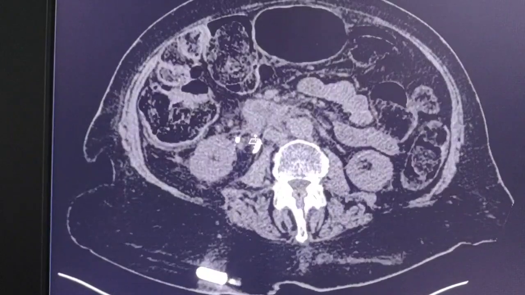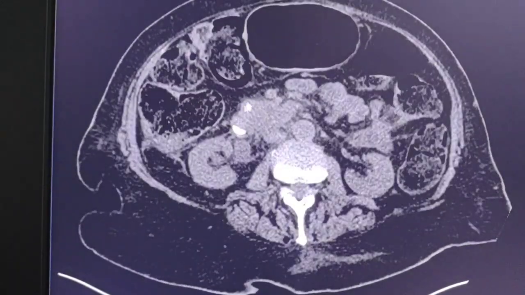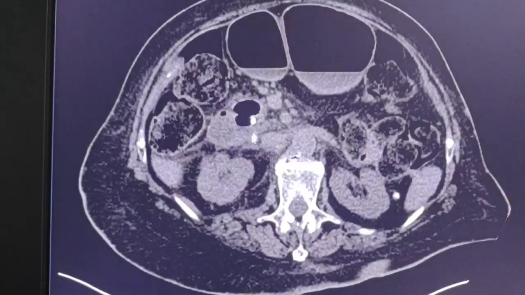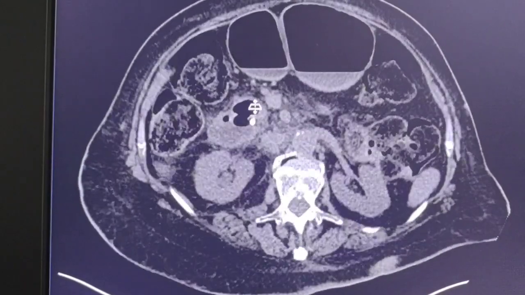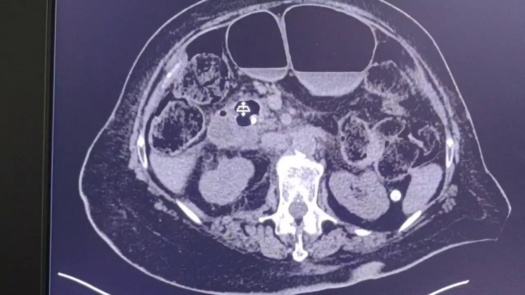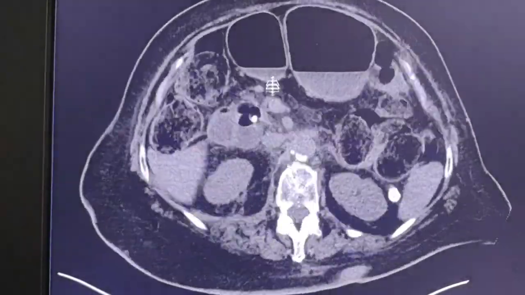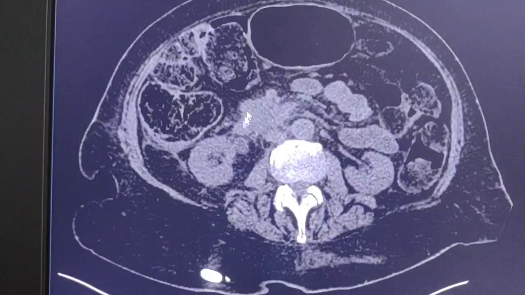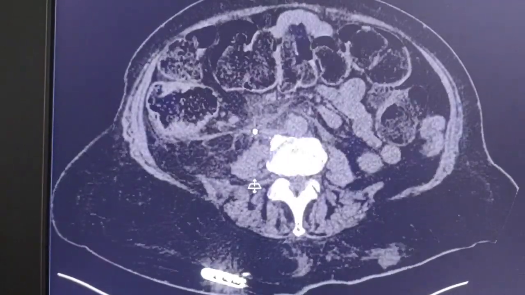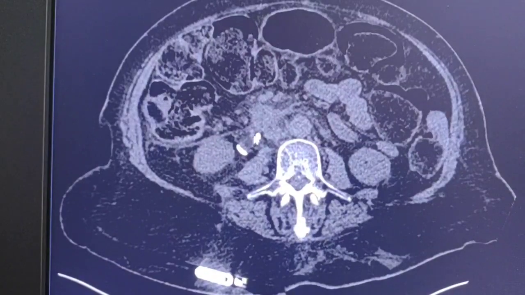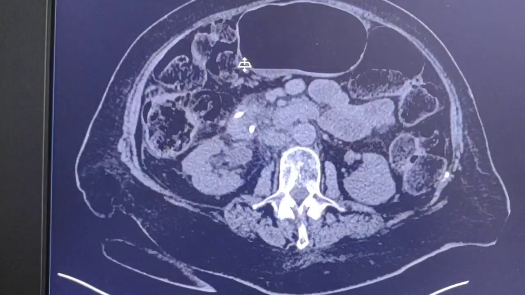Another thing is that there are some changes in the duodenum right here. Unfortunately, this patient has some chronic diverticula in the duodenum, but near the inflammatory changes in the duodenum, there is the malpositioned ureteric catheter. Just keep it in mind, and let's see the stomach now.